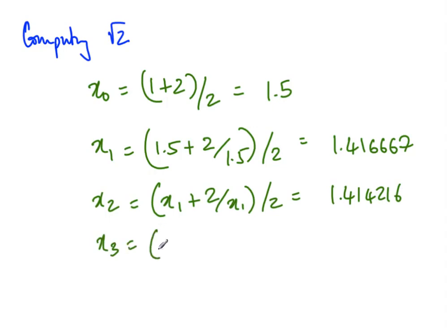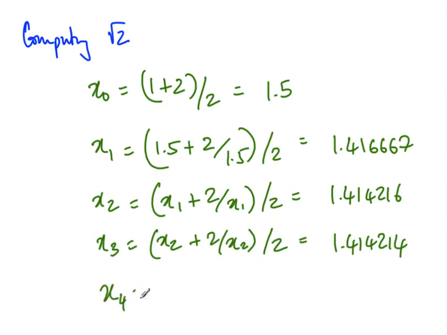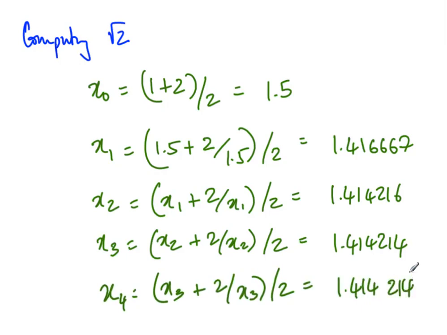If you take x3, it is going to be x2 plus 2 by x2 divided by 2, and you'll get 1.414214. Now if you take the fourth approximation, x3 plus 2 by x3 divided by 2, we'll actually get 1.414214 again. So now you can see that this is not changing up to single precision, 7 digits, so you'll stop and you'll get this estimate. So it's a very rapid convergence that Newton's algorithm gives you for the square root problem.